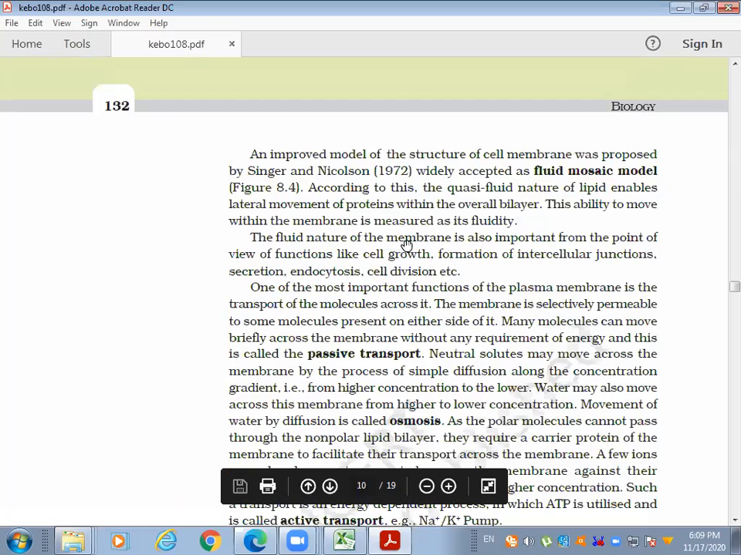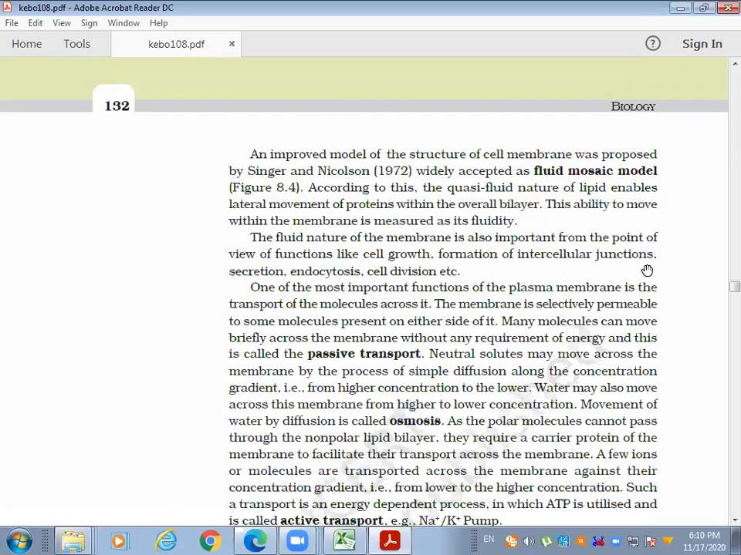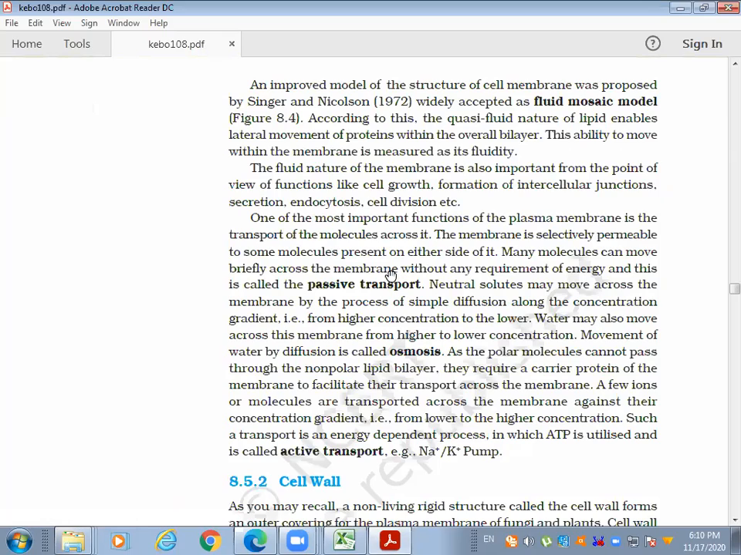The fluid nature of the membrane is also important from the point of view of functions like cell growth, formation of intercellular junctions, secretion, endocytosis, cell division, etc.